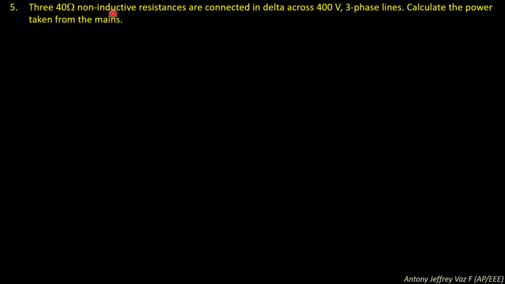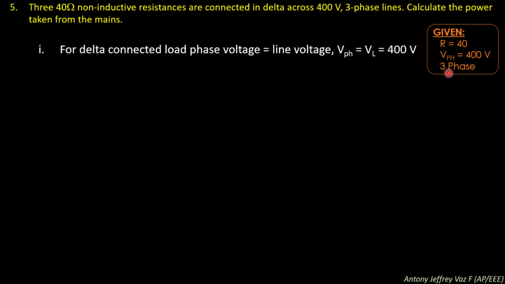Three 40 ohm non-inductive resistances are connected in delta across a 400 volt three-phase line. Calculate the power taken from the mains. The resistance is 40 ohm, the phase voltage is 400 volt, the supply is three-phase, and the frequency of the supply is 50 Hz. If it is not mentioned, assume the frequency as 50 Hz for all problems.